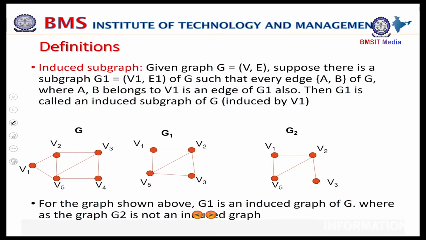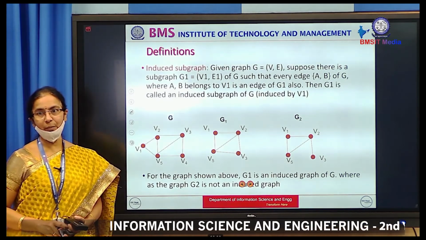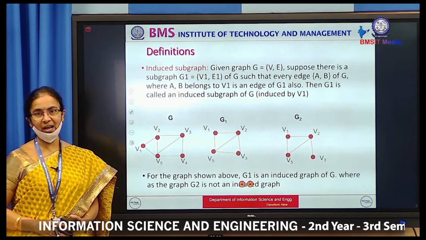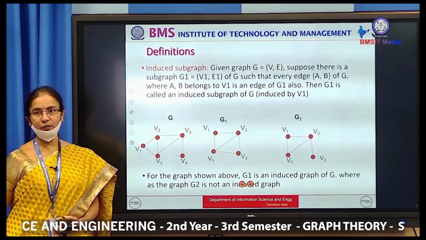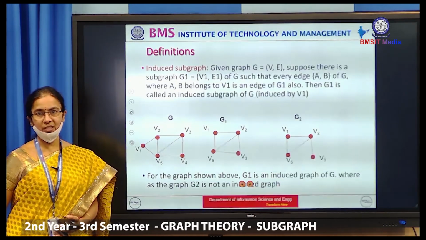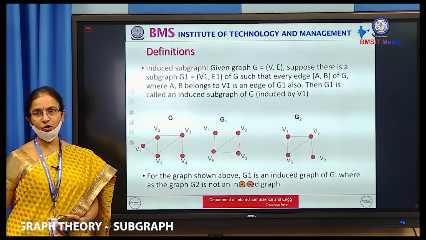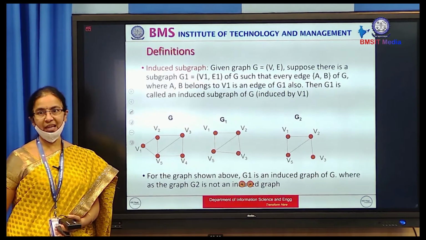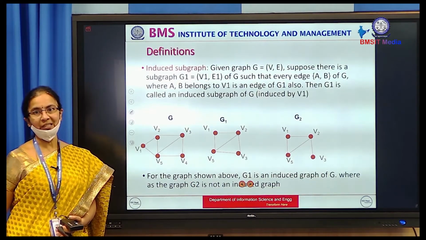Next comes induced subgraph. Given a graph G, V comma E, suppose there is a subgraph G1 equals V1 comma E1 of G such that every edge A comma B of G where A and B belong to V1 is an edge of G1 also. Then G1 is called an induced subgraph of G.